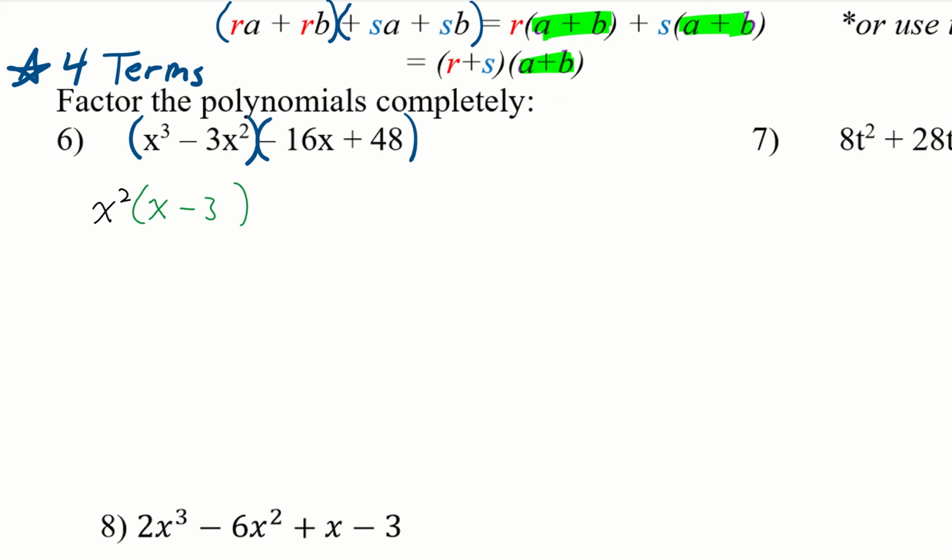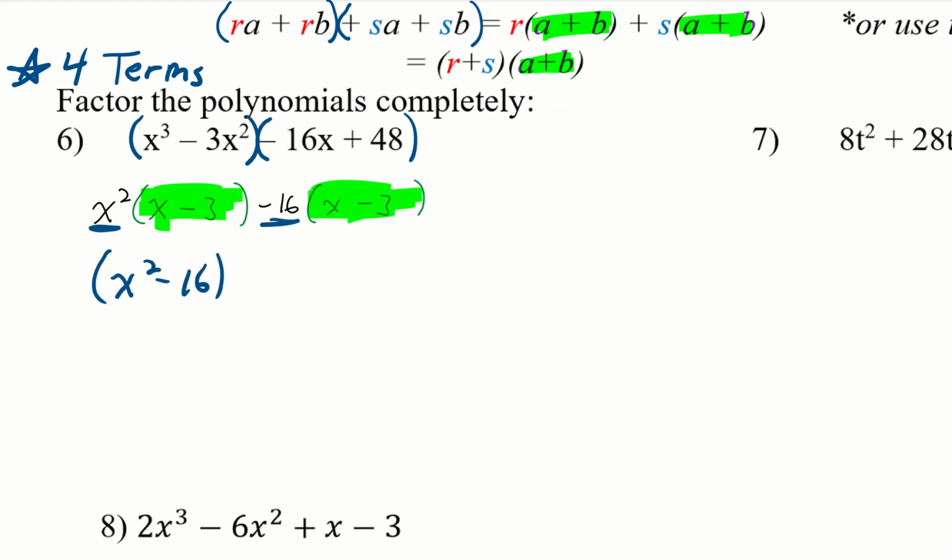If you look at the negative 16x and the 48, they have a negative 16 in common. So that's the greatest common factor between those two. And then you would have x minus 3 inside the parentheses as well. So then what you hopefully will recognize is that there's an x minus 3 in both of these. So you're going to end up with two factors: x squared minus 16, which is coming from here and here, and x minus 3.